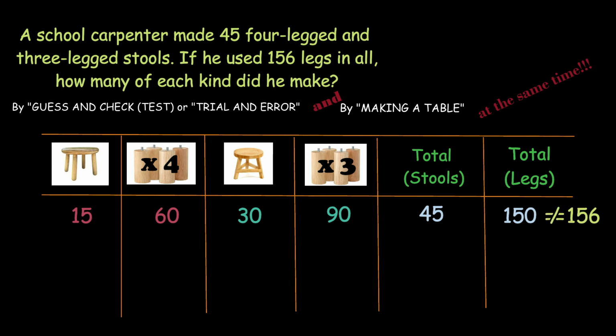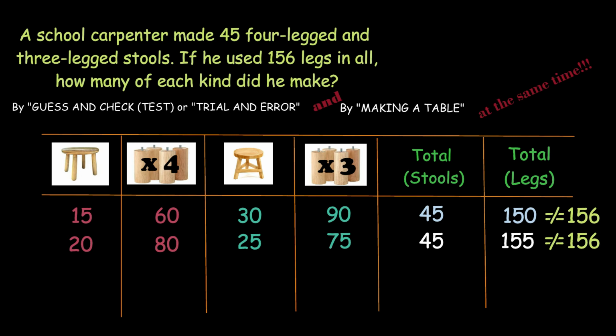For the four-legged stools, let us have 20, so that's 20 times 4, that will give us 80, which means 80 legs used. And then for the three-legged stools, we have, of course, 25. Then 25 times 3, that will give us 75, which means 75 legs are used for the 25 three-legged stools. The number of stools is 45, of course, 20 plus 25. And then for the total number of legs, 80 plus 75, that's 155, which is again not equivalent to 156. Now let us have another guess.